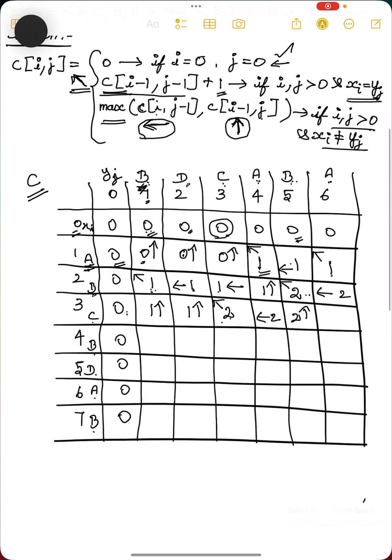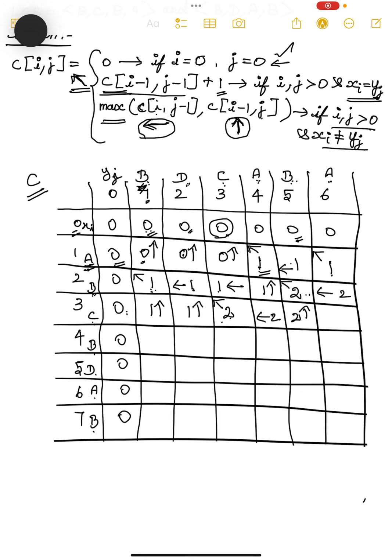And then here A, this is C, and both are not same. I am taking this upper value, up arrow I am putting. Here for the next row, B and B both are same. The previous row, previous column value is 0. With that 1 is added, slanting arrow mark we are putting.